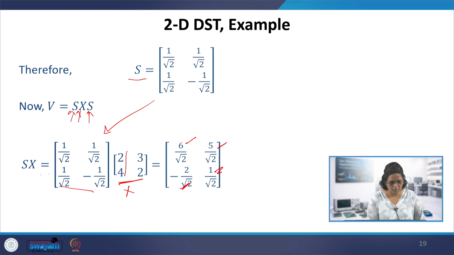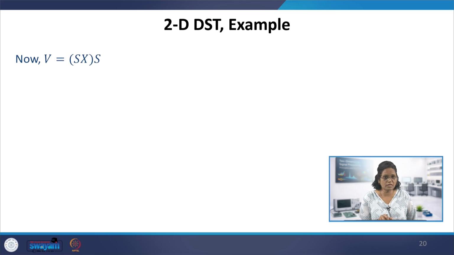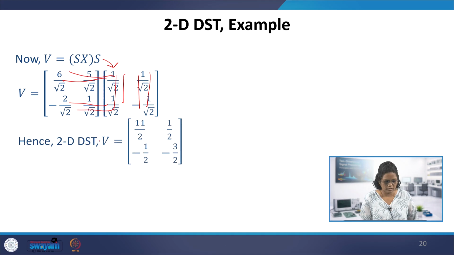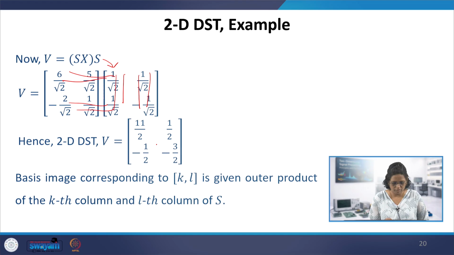After getting SX, multiply again with S. You should proceed in this order; I should not change the order here. SX into S, where S is again the kernel, 1 by root 2, 1 by root 2. Multiplying each row with each column, we get V as 11 by 2, 1 by 2, minus 1 by 2, and minus 3 by 2. Now from the transform coefficients, can we get X back? Yes, it is possible to get X back.